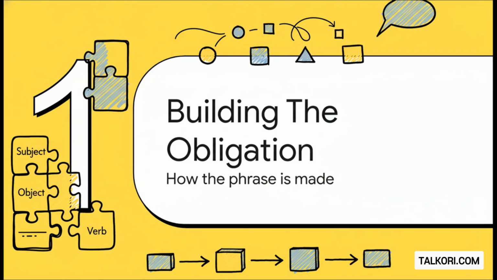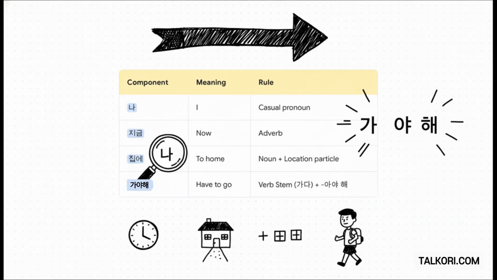Okay, so how do we actually build a sentence with this? It's actually way easier than you might think. It's kind of like snapping together a few Lego bricks. Let's check it out. Look at how clean and logical this is. 나 지금 집에 가야 해. I have to go home now.